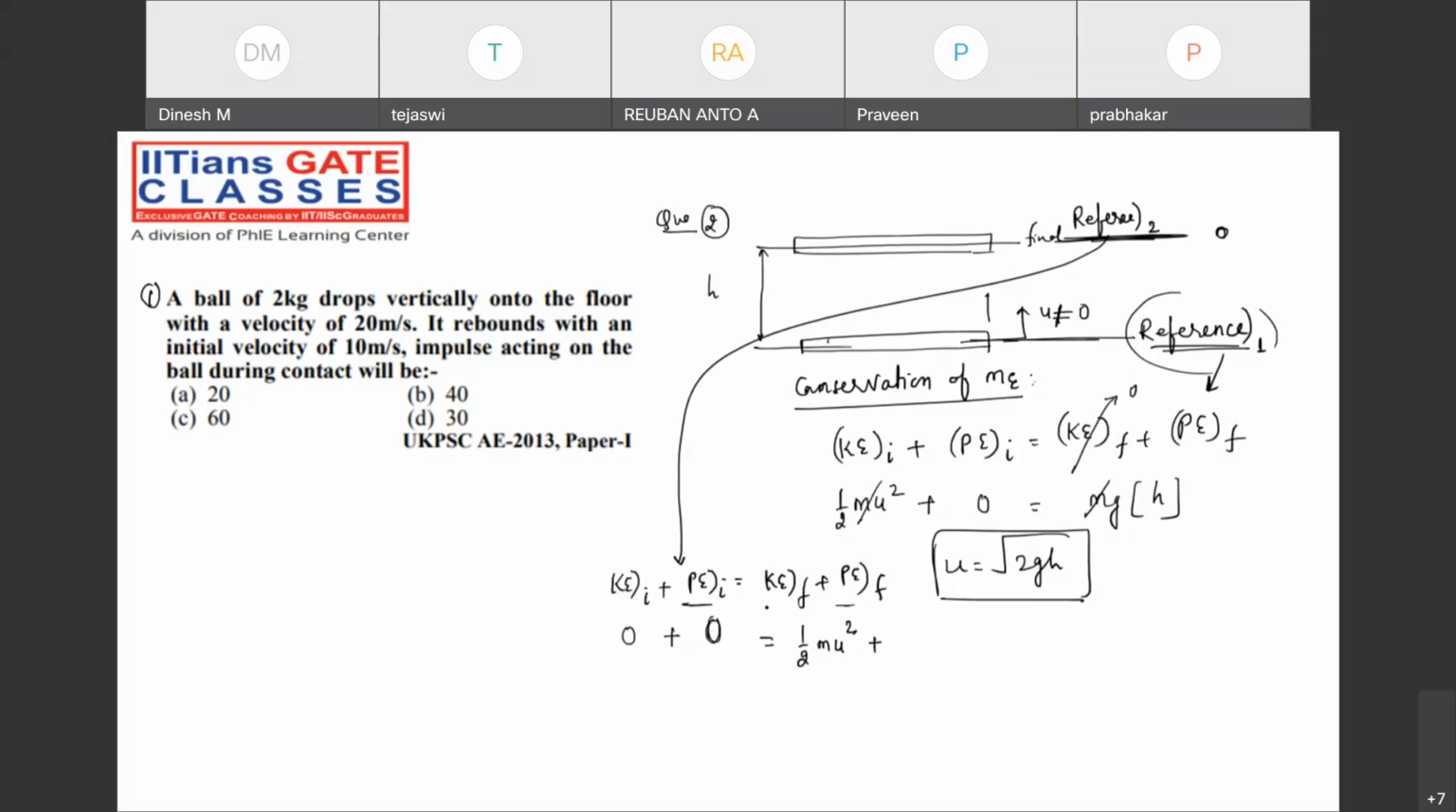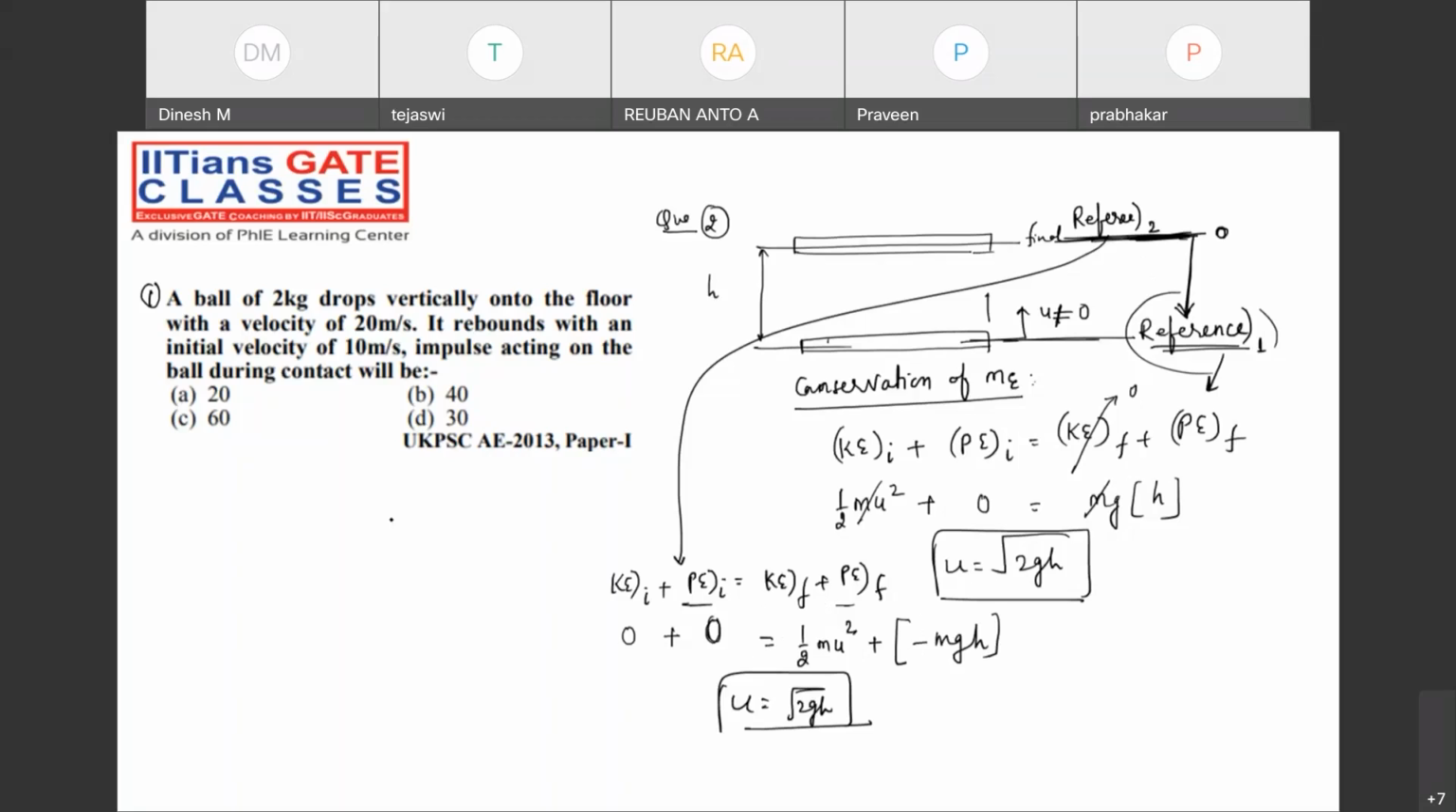You are taking the reference point at the ground level, something like this, 0 only. But right now, the final position is in the downward direction. Potential energy will increase or decrease? Decreases, my dear friend. So from here also you are getting the same thing.